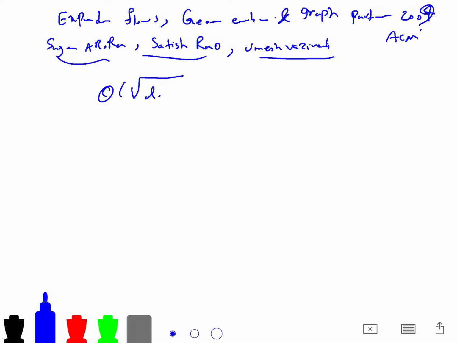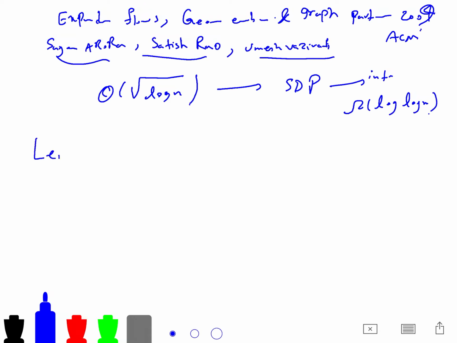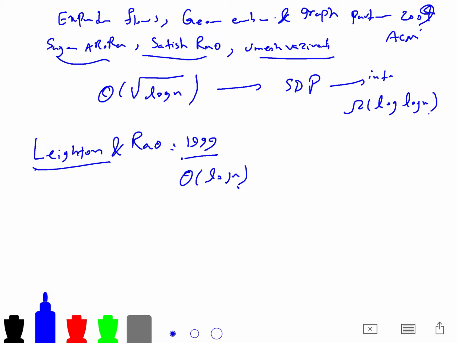And they get an order of log n approximation for sparsest cut using semi-definite programming, as you could imagine. And the integrality gap of this is order of log n. So it's quite an improvement. Because there is a guy, Leighton in MIT, and Satish Rao, in 1999, it's an old article, they achieved O log n using linear programming. But this time they're using semi-definite programming. For linear programming, they couldn't go up to integrality gap of log n.